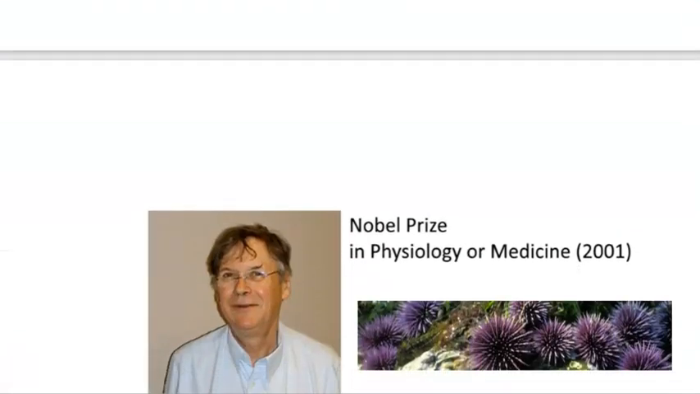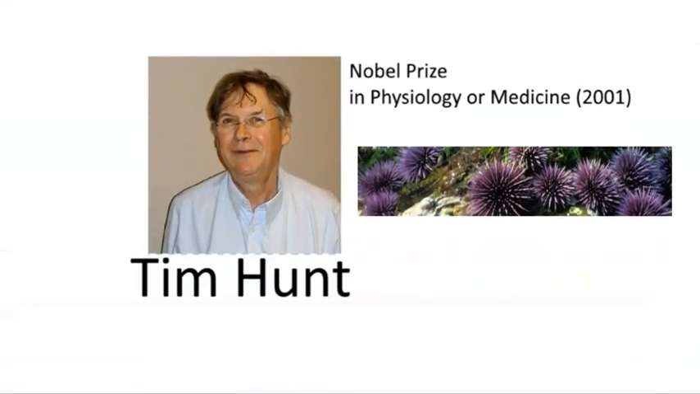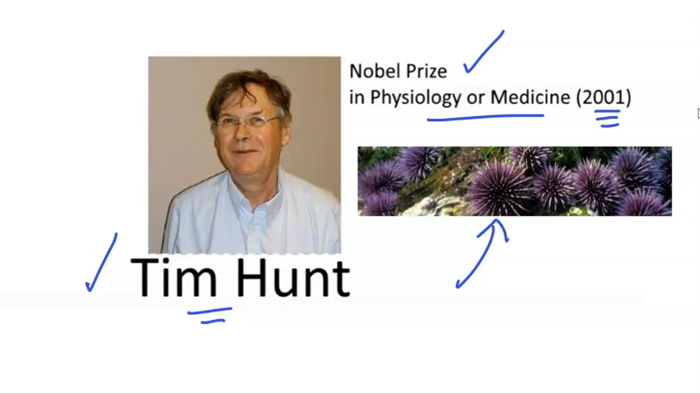So let's take a look at this cyclin concept. This is Professor Tim Hunt. He was awarded the Nobel Prize for Physiology or Medicine in 2001. And Tim Hunt was studying sea urchins. He was interested in their reproductive behavior, and he had not set out to discover the control mechanism for the cell cycle. That was not his intention at all.